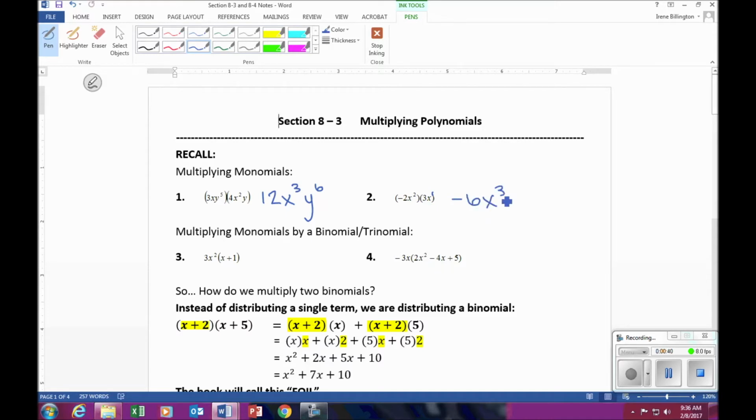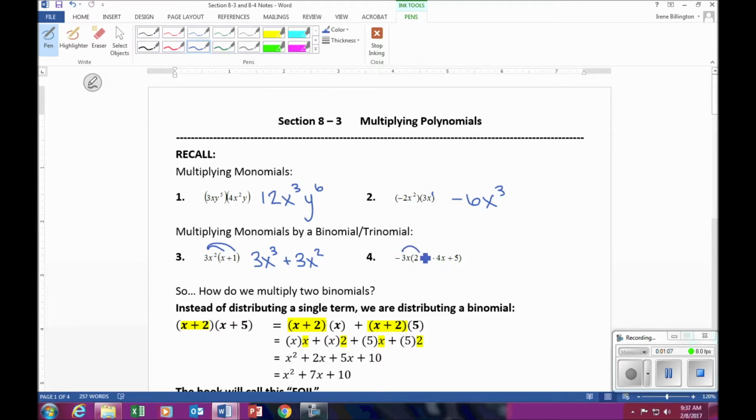Another example of that, multiplying negative 2x squared times 3x to the first would be negative 6x to the third. And then in section 8.2, just recently, we learned how to multiply a monomial by either a binomial or a trinomial, which is where we distributed. We took 3x squared and multiplied it by x and by 1 to get 3x to the third plus 3x to the second.